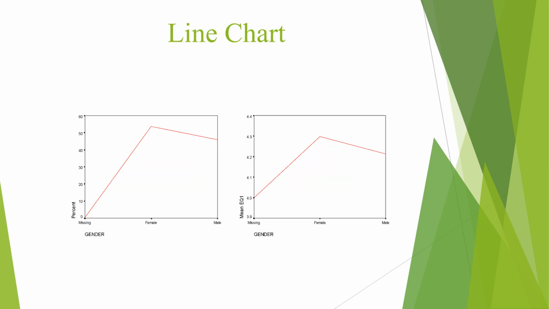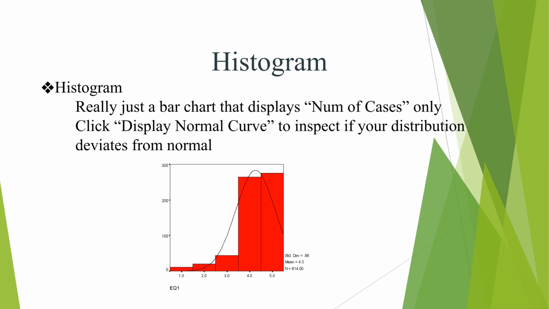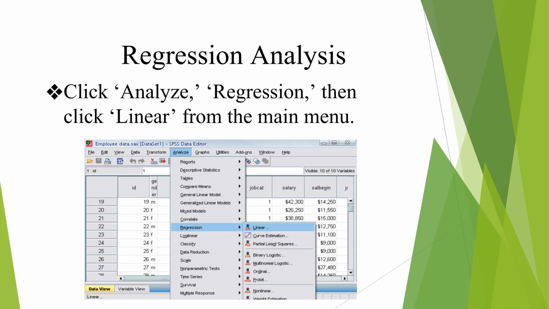A histogram is like a bar chart that displays the number of cases. You can click Display Normal Curve to check the distribution. For regression analysis, click Analyze, Regression, and then Linear from the main menu. This screen is where you define the dependent and independent variables for the regression analysis.